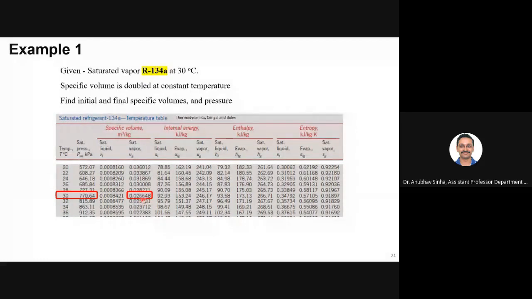Now the question says that the volume is doubled at constant temperature. So V1 is this. Now V2 is double of V1, which means if you multiply, V2 is this much. Now what I need to do is the reverse process. The volume is given, and I need to find what the pressure is for that.